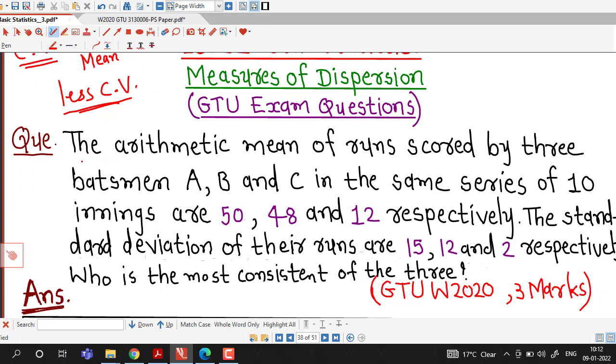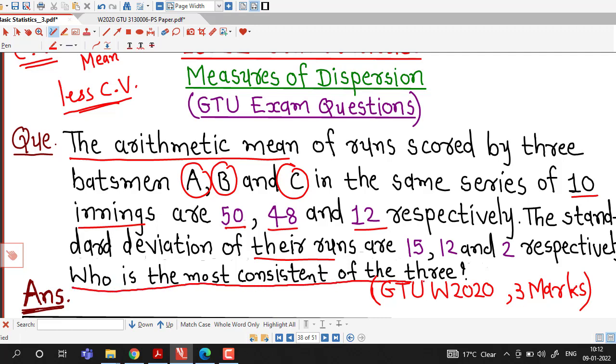We are given that the arithmetic mean of runs scored by 3 batsmen A, B and C in the same series of 10 innings are 50, 48 and 12 respectively. The standard deviation of their runs are 15, 12 and 2 respectively. Who is the most consistent of the three?